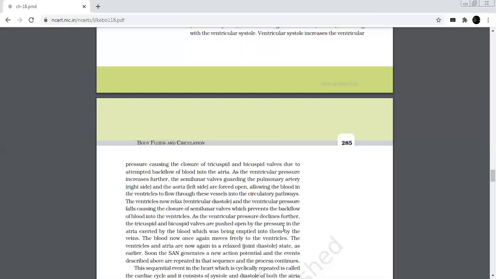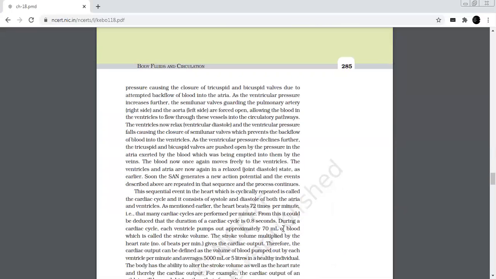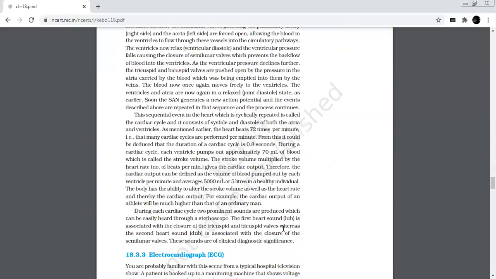They are jointly in diastole, during which blood flows from the superior and inferior vena cava into the atria, and from there to the respective ventricles through the atrioventricular valves. The complete cardiac cycle comprises these events: atrial systole, ventricular systole, atrial diastole, and ventricular diastole.